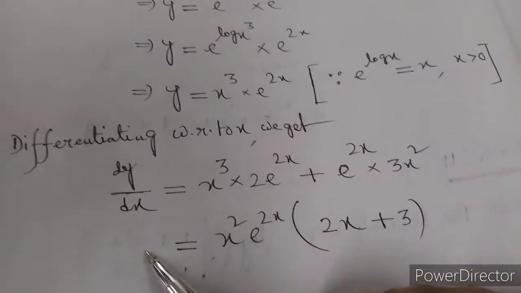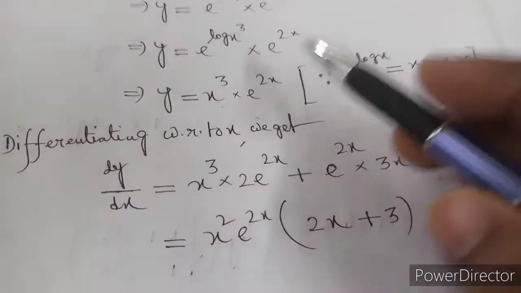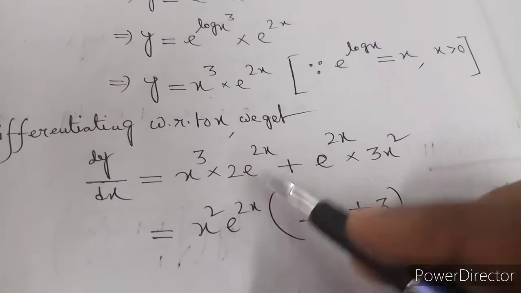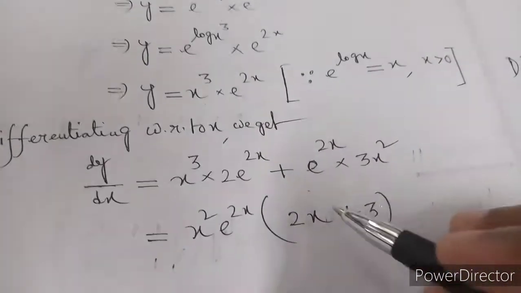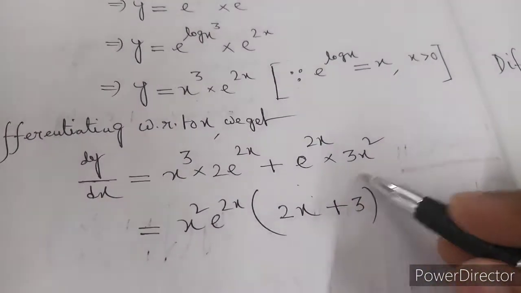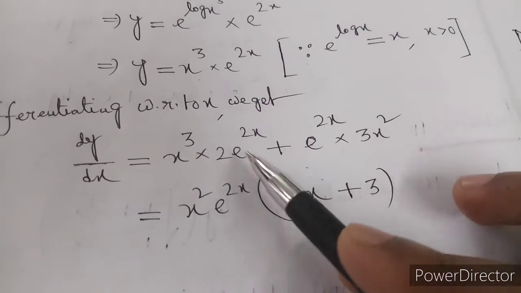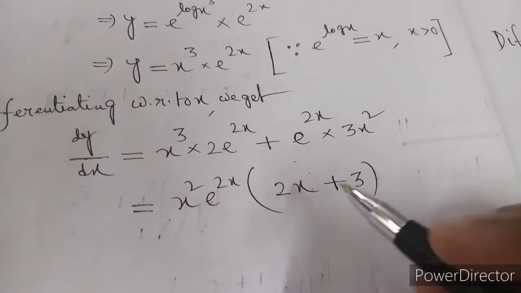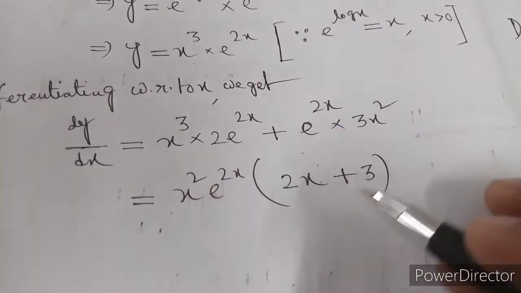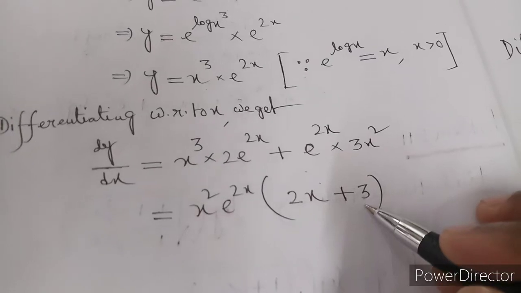Now differentiate this one. x cube is constant, derivative of e to the power 2x is 2 e to the power 2x, plus e to the power 2x is constant, derivative of x cube is 3x square. Now e to the power 2x into x square is common, so it should be x square e to the power 2x into 2x plus 3. Clear? This is our answer.